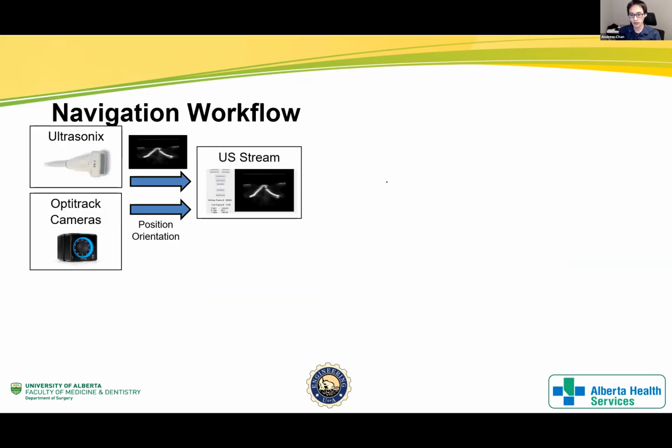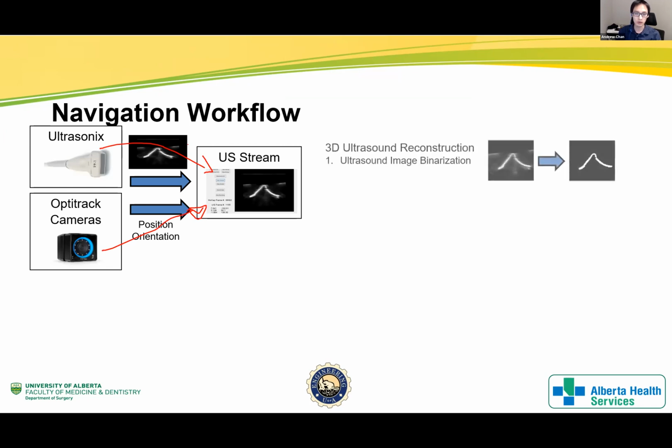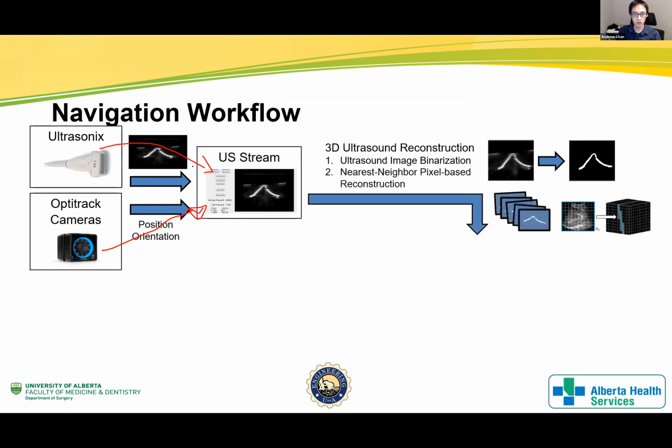So in terms of how we do this, we have our ultrasound producing the images. We have our cameras giving us position and orientation, and they're both streaming at the same time, so all of the frames are matched together. The images are matched with the position and orientation information. We binarize these images to reduce the amount of information that needs to be reconstructed. And then we use a very basic nearest neighbor pixel method to reconstruct all of these pixels into the 3D space. So you're just taking every slice and placing it into the 3D volume according to that position and orientation.